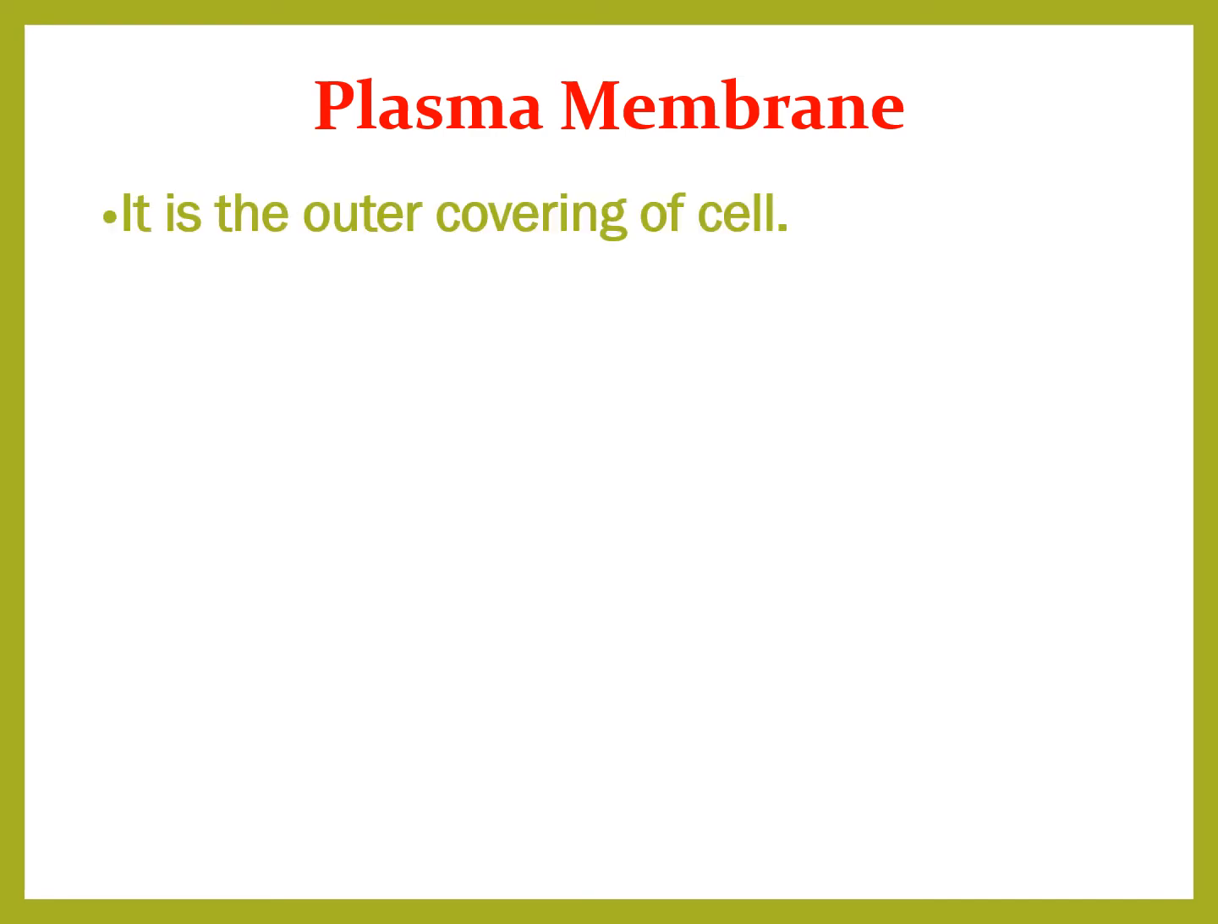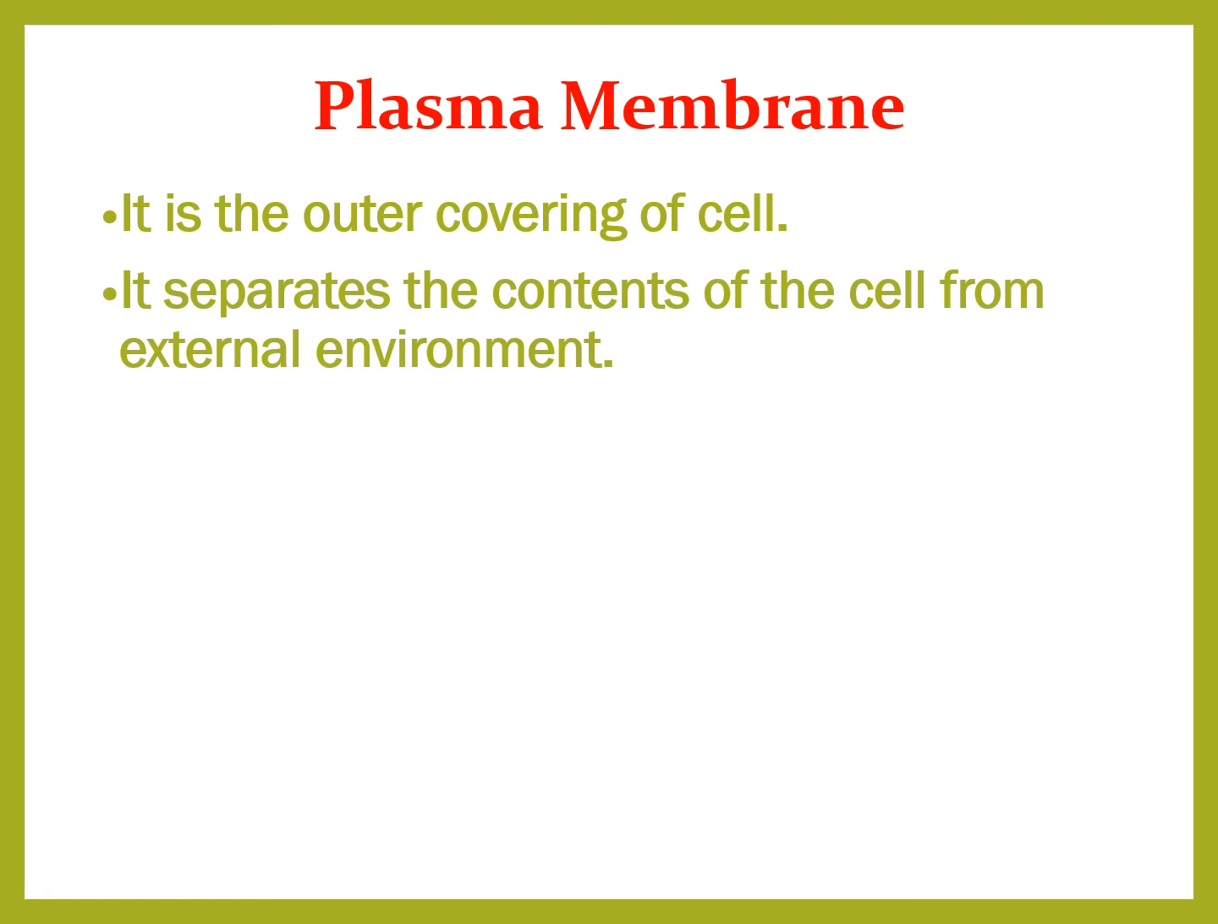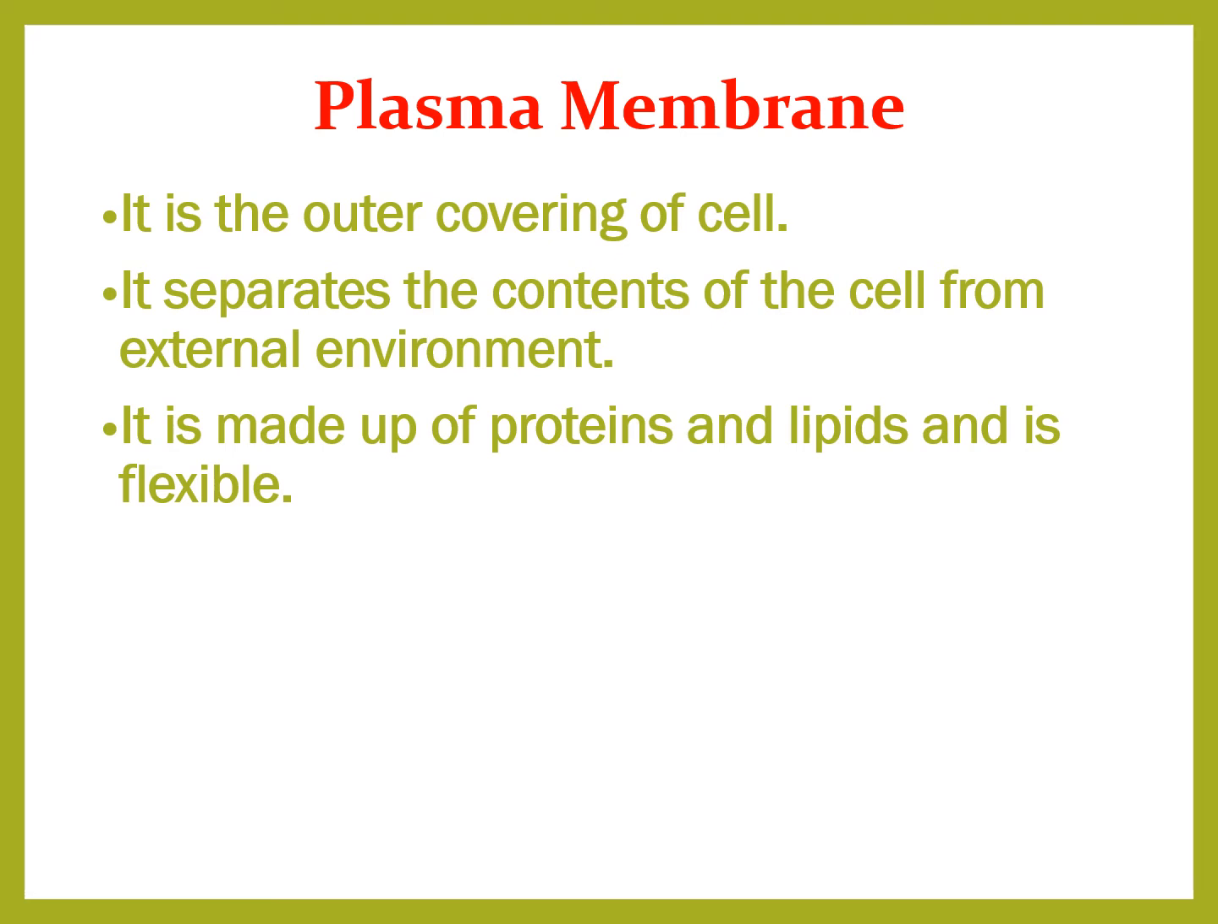Plasma membrane. It is the outer covering of the cell. It separates the contents of the cell from the external environment. That is, the cytoplasm is there within the cell and it does not allow the external environment to interact with the cytoplasm, because it covers the whole cytoplasm. It encloses the cytoplasm. It is made up of proteins and lipids and is also flexible.